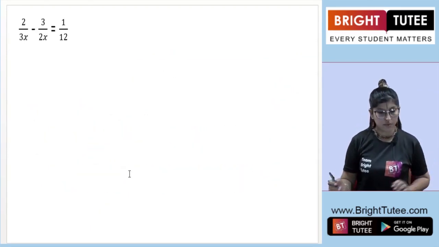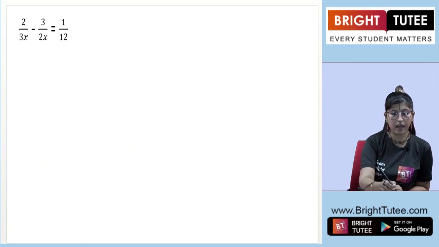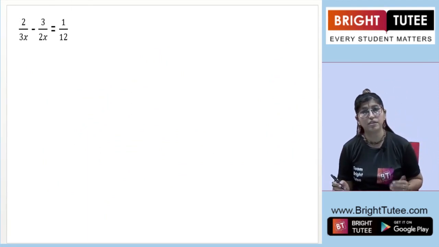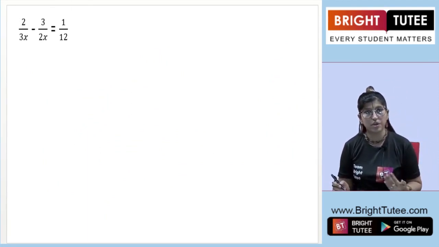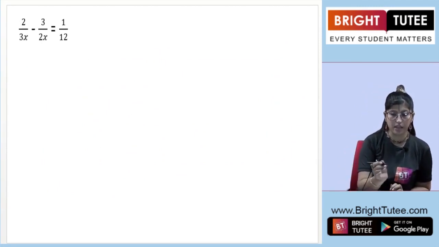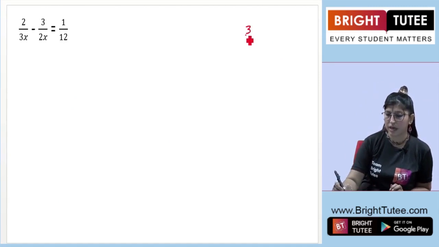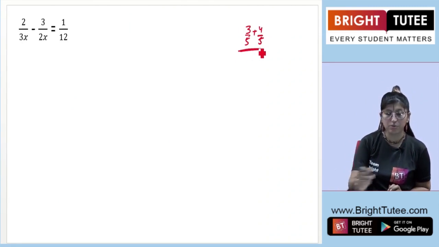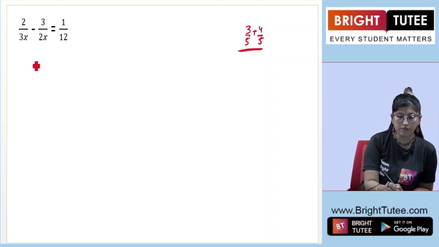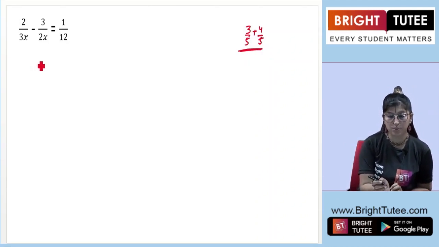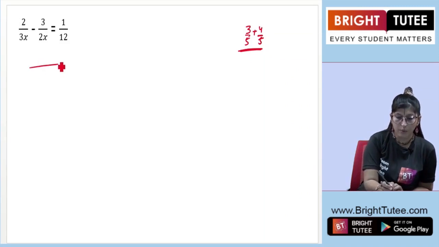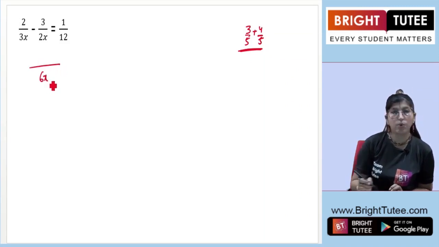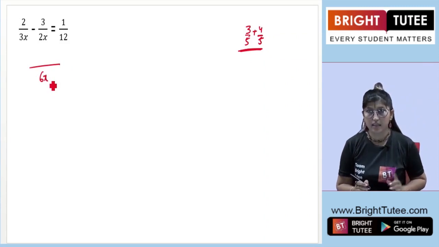Moving on to the last question. Over here we do not have a variable in the numerator, it's in the denominator. So how do we solve this question? We will take the LCM, but we will take it in the denominator itself. If we have, let's say, 3 by 5 plus 4 by 5, what do we actually do? We just keep that 5 as it is in the new denominator. We will do the same logic over here. Now we have 2 upon 3x minus 3 upon 2x equals 1 upon 12. When we take the LCM, that will be 6x only, not 6x square. Keep that in mind.